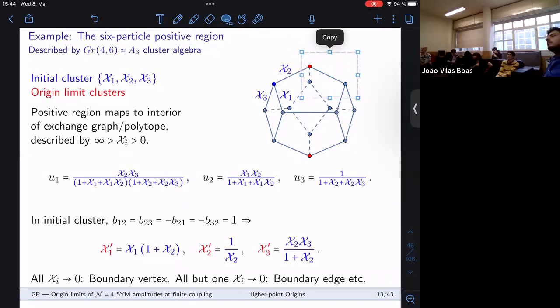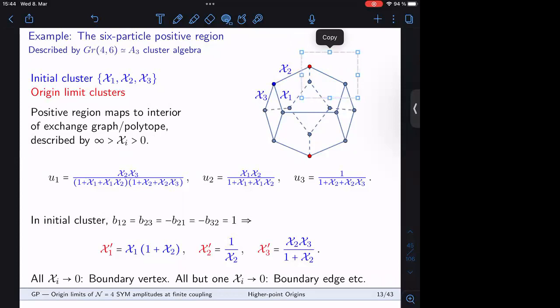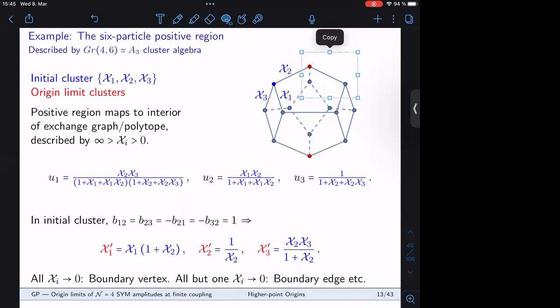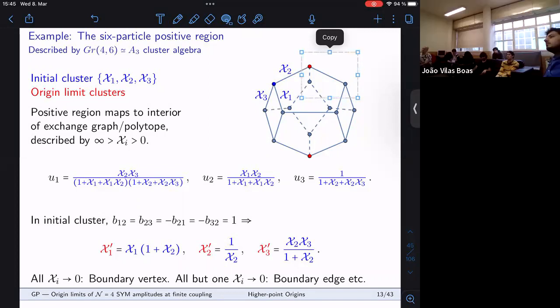Georgios, a simple question. Yes. So this positive region is just defined by chi i greater than zero, right? Or does it have other meaning? How is the positive region defined? Is that the question? Yeah. What's the definition of positive region?